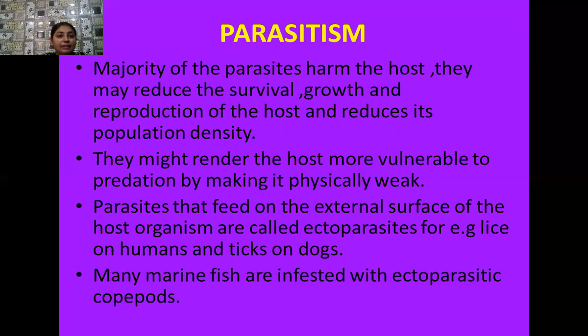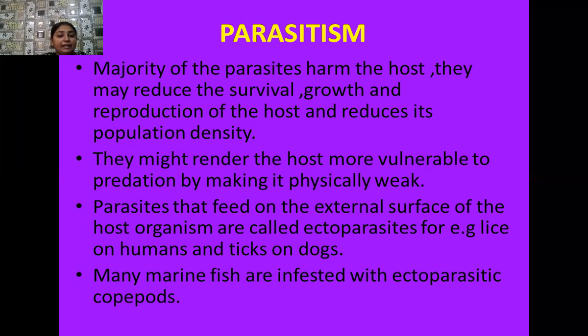Then, whether the parasite lives on the outer surface of the body of the host organism or whether it enters into the body of the host organism, we have two types of parasite. Number one is ectoparasite and number two is endoparasite. So first of all, I want to tell you about ectoparasites. Those parasites that feed on the external surface of the host organisms are called ectoparasites. So here, students, you remember the example of lice on your hair and ticks in the case of dogs. These ticks attach themselves to the skin of the dogs and cause irritation to the dogs.